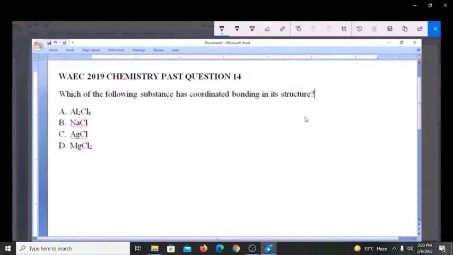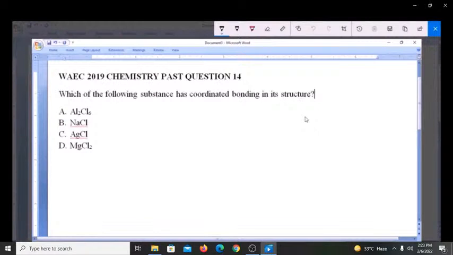I'm going to be answering WAEC 2019 chemistry past questions, and this is question number 14. And the question is, which of the following substances has coordinate bonding in its structure? A. Aluminium chloride. B. Sodium chloride. C. Silver chloride. D. Magnesium chloride.